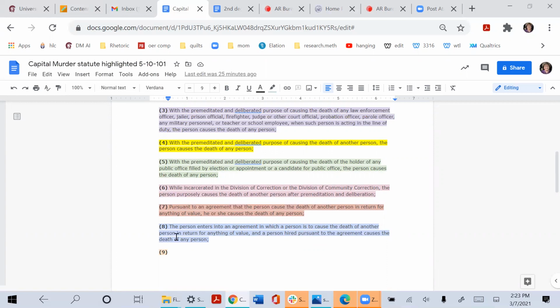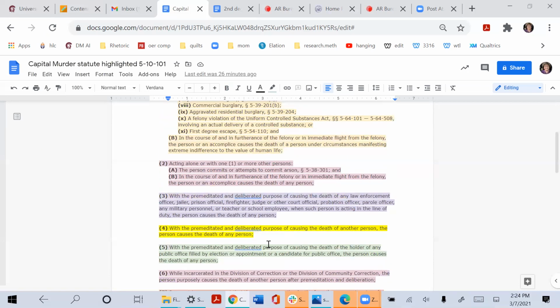The number 8, note that the person entered into an agreement in which a person is to cause the death of another person in return for anything of value. There isn't any of the language that we see, whether premeditated and deliberated or knowingly under circumstances manifesting extreme indifference to the value of human life. But because it's a contract hire, again, it is elevated to capital murder.